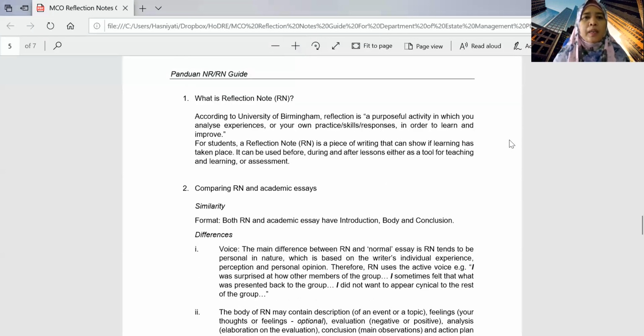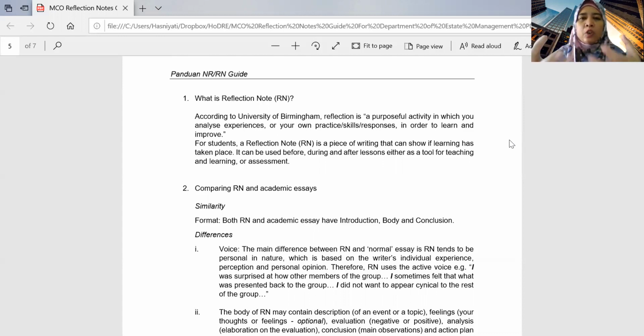So first of all, what is a reflection note? According to the University of Birmingham, reflection is a purposeful activity in which you analyze experiences or your own practice, skills, and responses in order to learn and improve. The key word here is your: your own experiences, your own practices or skills and responses. So it means that the reflection comes from within the student, from what he or she has learned in class.